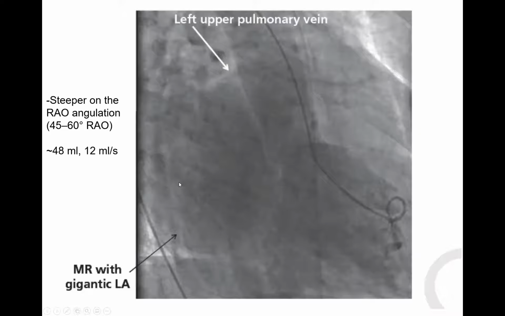When you have a very big LA, it could be severe with maybe a little less opacification of the LA than the LV when you have a picture like this. So keep that in mind.